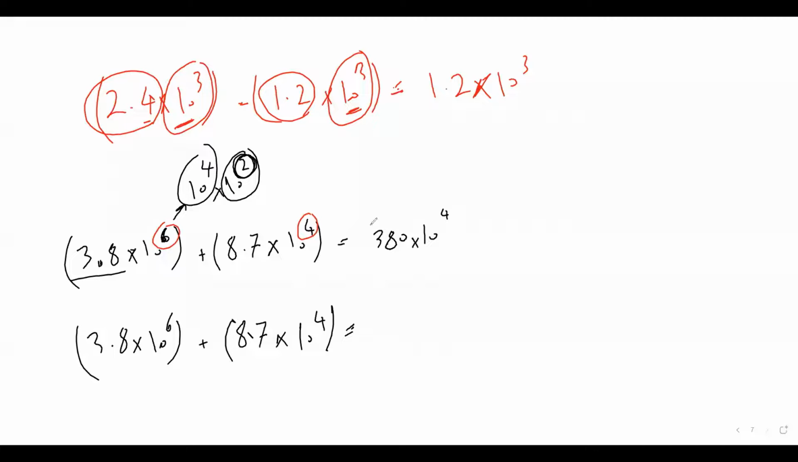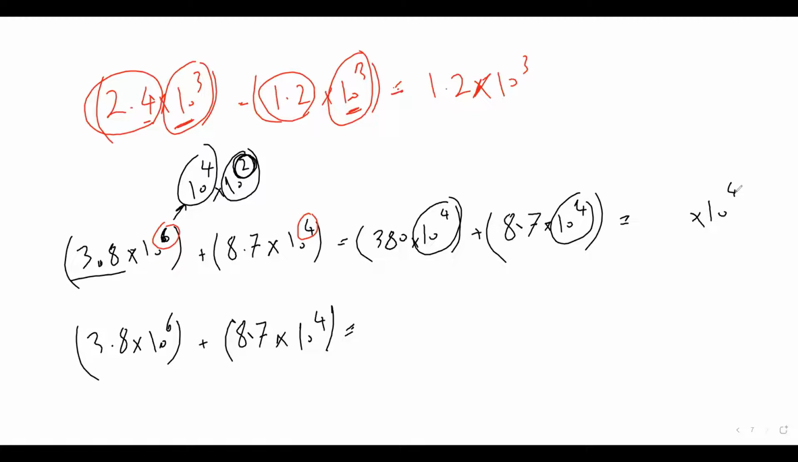And then we have plus 8.7 times 10 to the power of 4. Now as you can see, the powers of 10 are the same, so we don't need to worry about that. We just write it here. And what you need to do is to add these two numbers together. The final answer is 388.7.